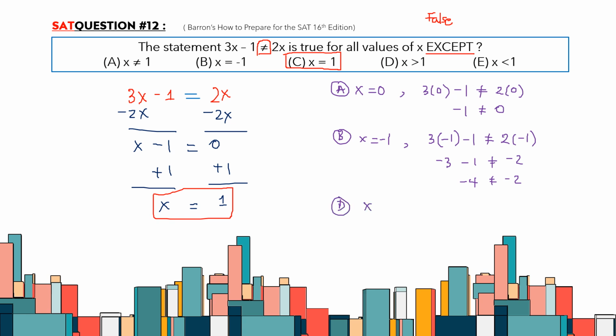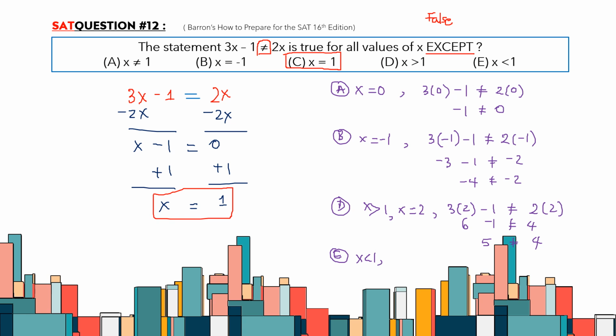And then for D, we have x greater than 1. So we choose some x equal 2 for ease. 3 times 2 minus 1 different from 2 times 2. So 3 times 2 is 6, minus 1. Is that different from 4? Yes, 6 minus 1 is 5, different from 4. That's the true statement.